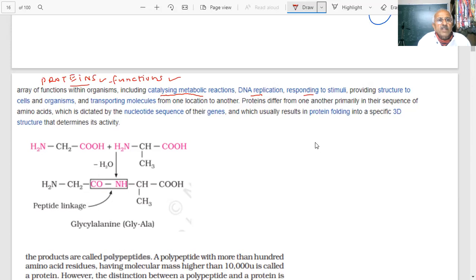So in the sequence of amino acids, which is dictated by the nucleotide sequence of their genes, which usually results in protein folding into a specific 3D structure that determines its activity. We'll learn a lot of things, but not everything in this course. Students interested can learn more than this in biology. But I will give more information than what you see in your book, students. Whatever is required.